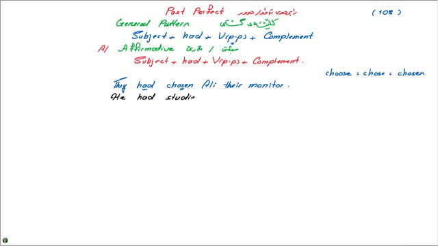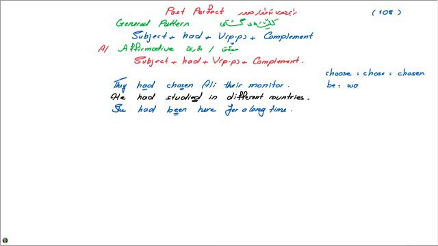Or we can say he had studied in different countries. He had studied. Studied is a regular verb; we add ed for the PP. Or we can say she had been here for a long time. She had been. Had plus been. Been is the past participle of the verb to be. Be, when we change it to past, becomes was or were. For PP, we have been.